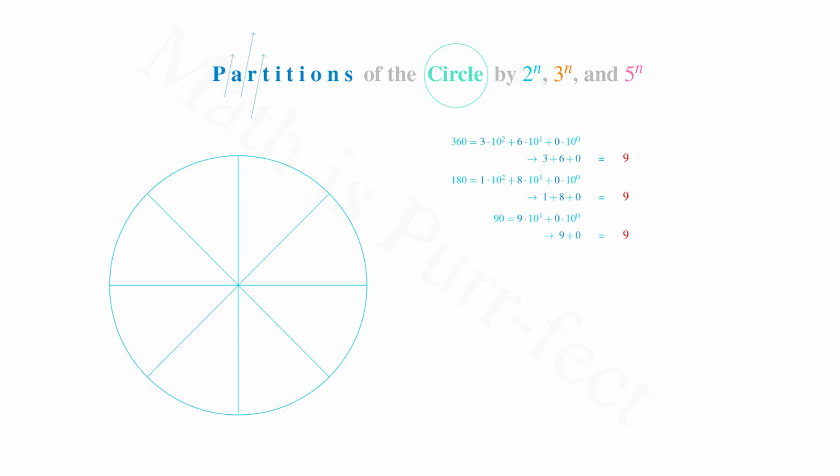Dividing the circle yet again by 2 gives us 45 degrees, or 8 partitions, whose Platonic solid is an octahedron representing air. We see that 45 can be decomposed as 4 times 10 to the first, plus 5 times 10 to the 0th power, giving us 4 plus 5, or 9 yet again. When divided into 16 parts, the angle measure is 22.5, which is 2 times 10 to the first, plus 2 times 10 to the 0th, plus 5 times 10 to the negative first power. And when adding 2 plus 2 plus 5, we're left with 9.